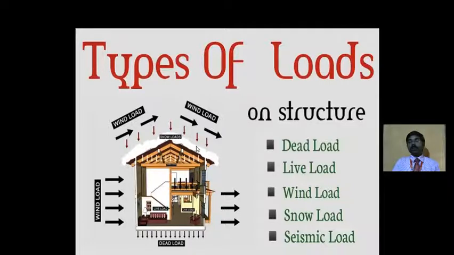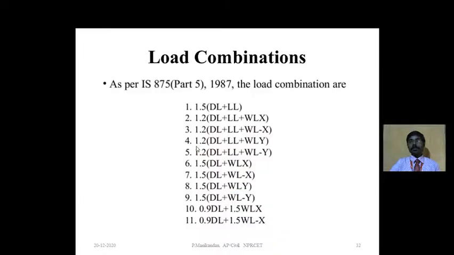The wind load and the seismic load should be considered in a structure when its height reaches, or if we design structures, more than 10 meter height. The wind load is applied in the positive x direction, positive z direction, negative x direction and negative z direction. The seismic force also has to be considered in both the positive and negative directions. These are the load combinations mentioned in IS 875 part 5.